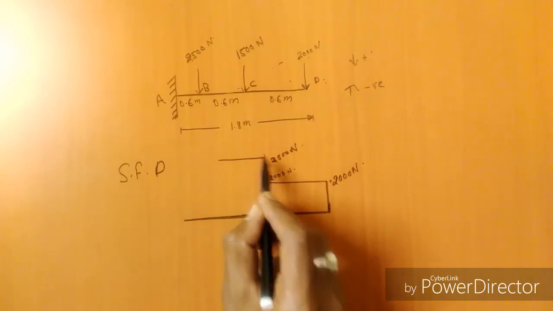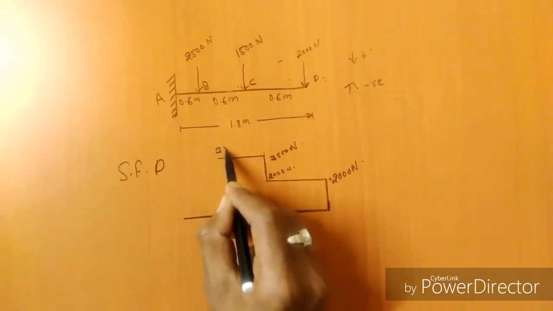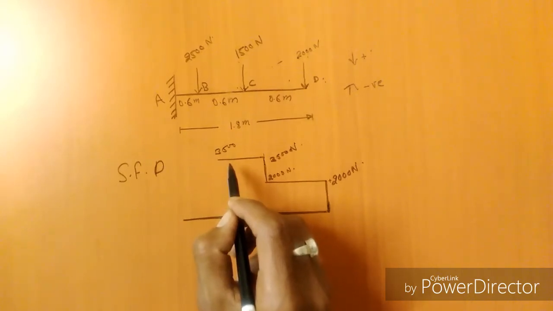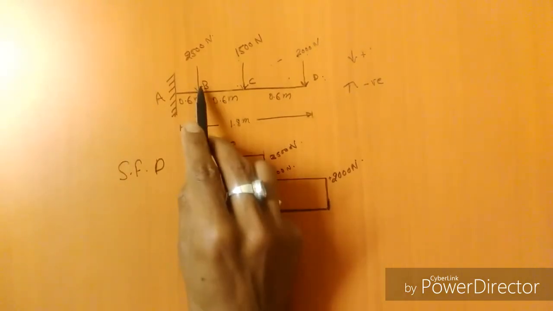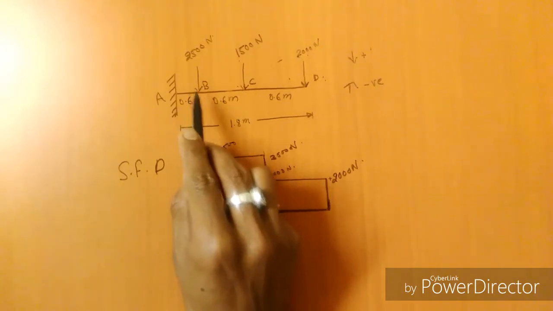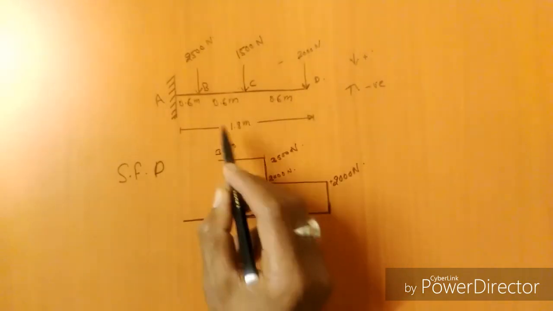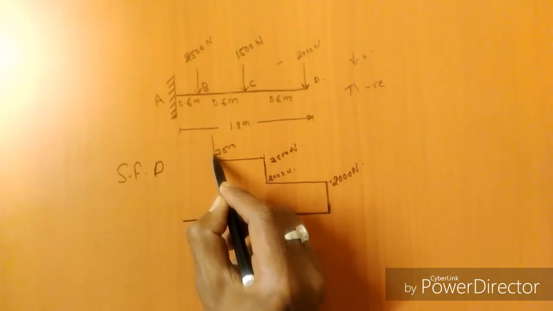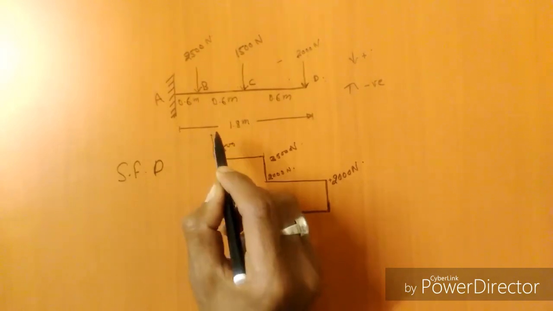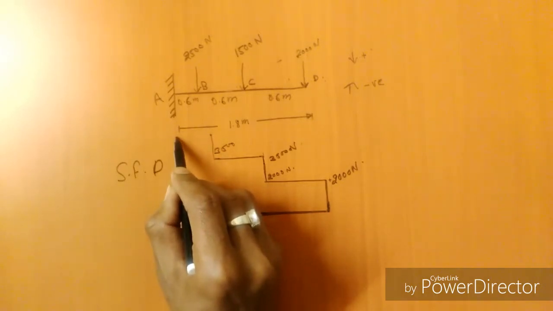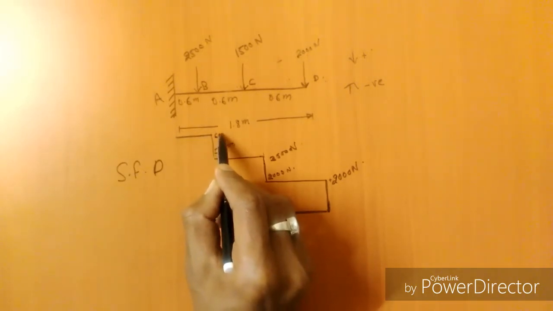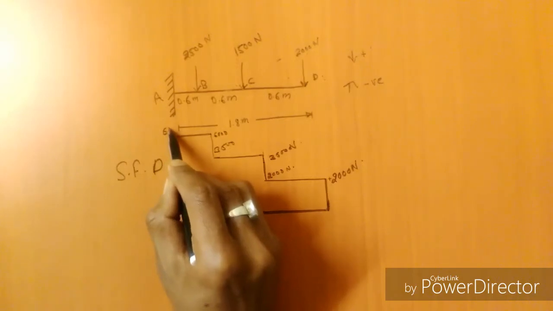Okay, this is 3500 Newton. After that, the shear force just on the left hand side of B, that is point B, is 6000. Okay, this is 6000. And the shear force at point A is 6000. Okay, this is 6000 and this is also 6000.